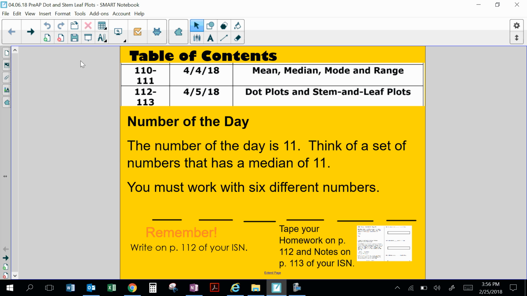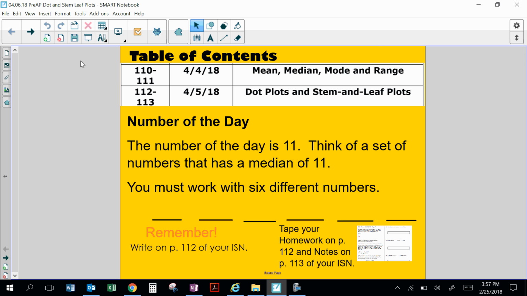Today's lesson is over dot plots and stem and leaf plots. We're going to be getting data and showing it in a graphical representation. Using the same data, you can plot it in a different graphical representation, but it means the same thing. So before we do that, let's look at our number of the day.